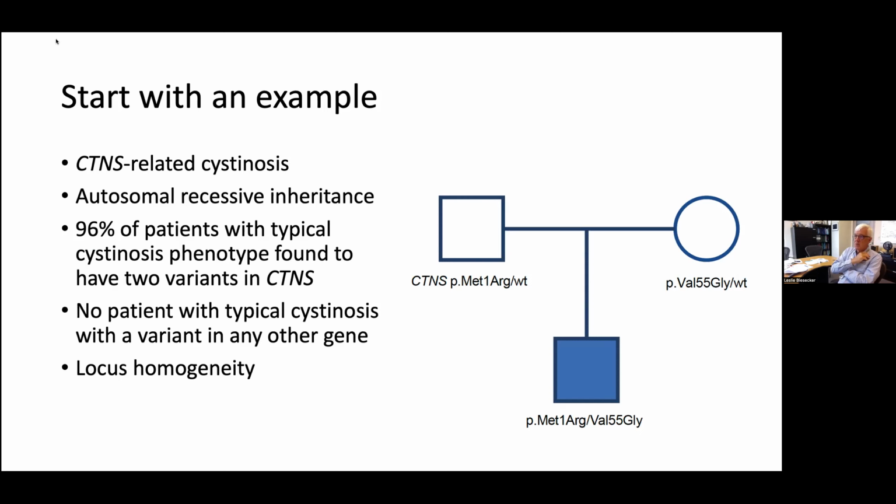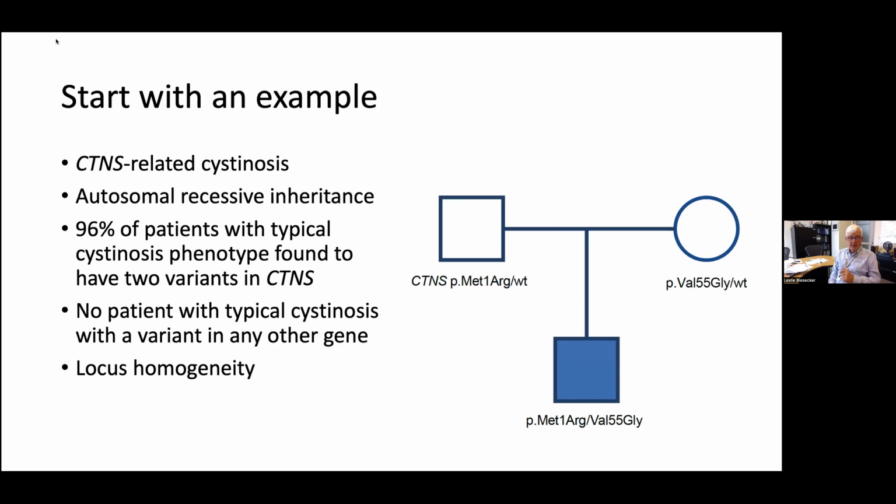So CTNS-related cystinosis, because of course we use dyadic disease descriptors for our conditions, right? So CTNS-related cystinosis is the ClinGen preferred designation for this disorder. And if you pull up in the literature the publications on this gene and disease, you will find that 96% of patients who have the typical cystinosis phenotype are found to have 2 variants in that gene. And critically, no patient with typical cystinosis has ever been reported with a causative variant for that phenotype in any gene other than CTNS. So that is a clear and pure example of locus homogeneity.